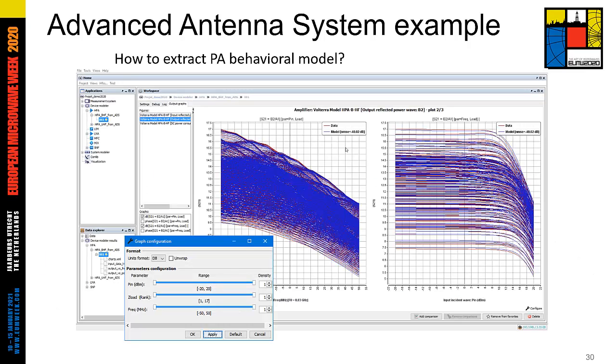These load pull data are used to extract a behavior model that can reproduce the nonlinearity, mismatch, and the short-time memory of the circuit. Here we present the gain curves as a function of input power, frequency, and output impedance. We see excellent results from the behavior model.